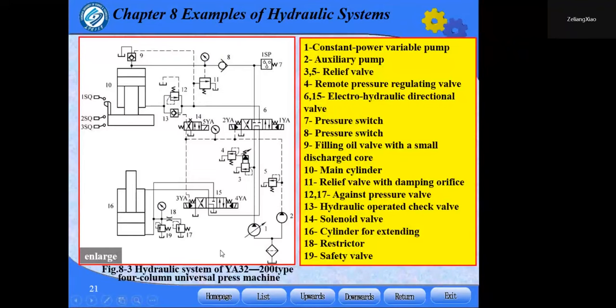This hydraulic system is for a universal pressure machine, with some components. 1 and 2 are the constant power variable pump. 3 is the auxiliary pump. 3 and 5. 3 is the renewal.